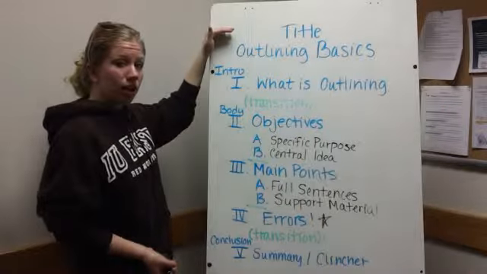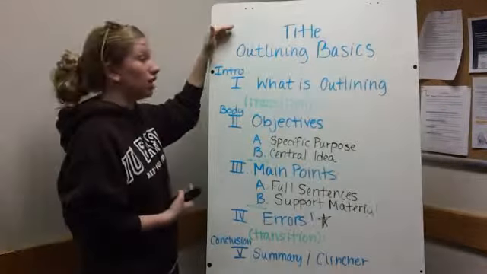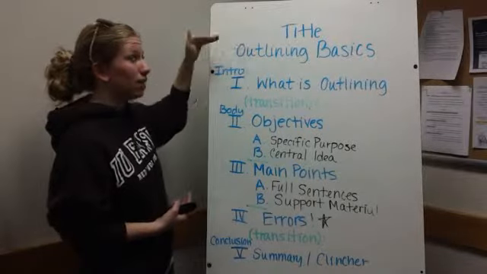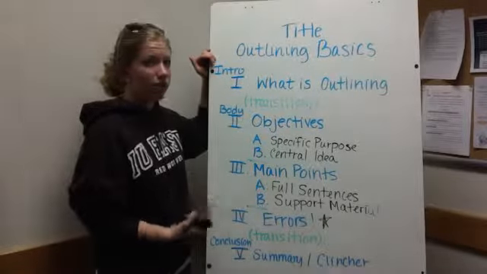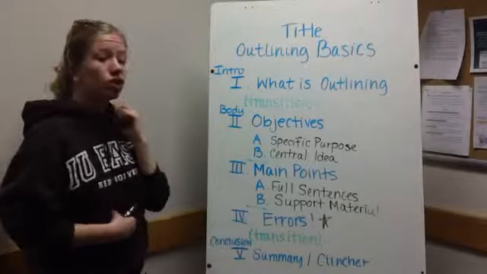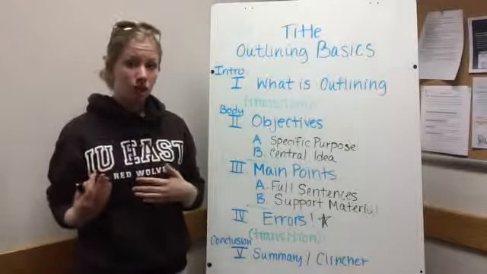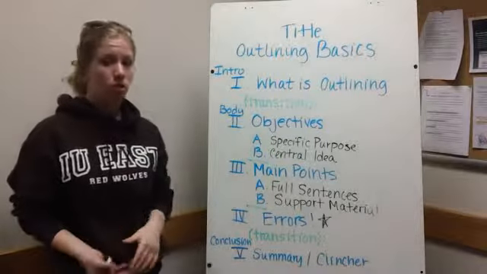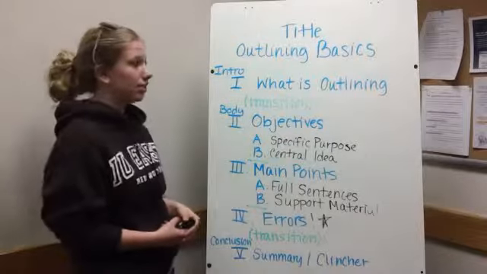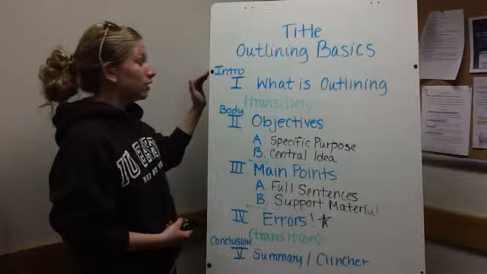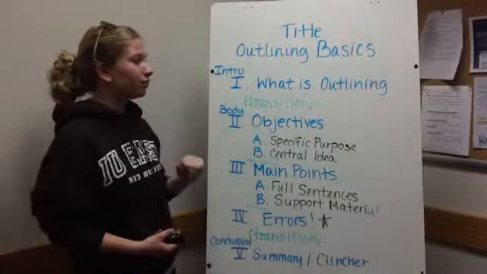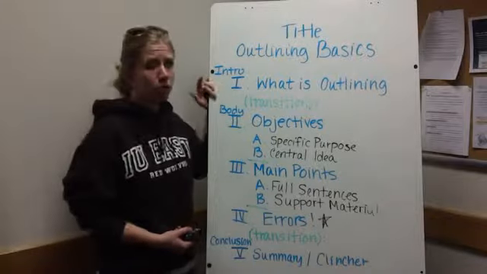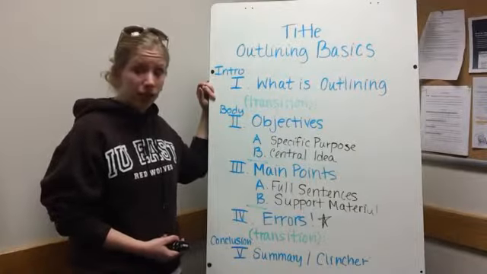But for the purpose of this presentation, I'm going to tell you your title will be at the top of your page, and my title is Outlining Basics. Next, you're going to break it down into your introduction, your body, and conclusion, which is very similar to many other classes. So to start out, you'll put introduction, and you'll write it out completely. And then your Roman numeral 1 is going to begin your introduction.